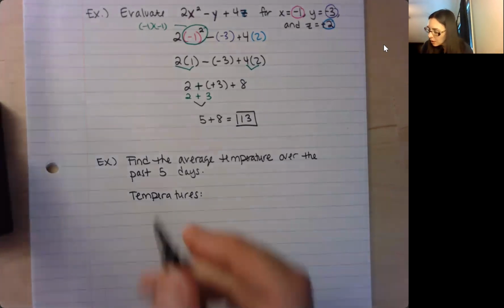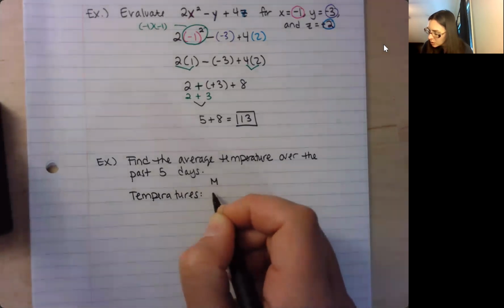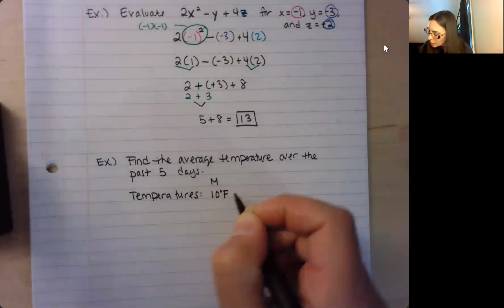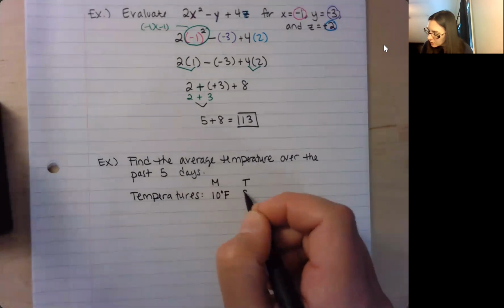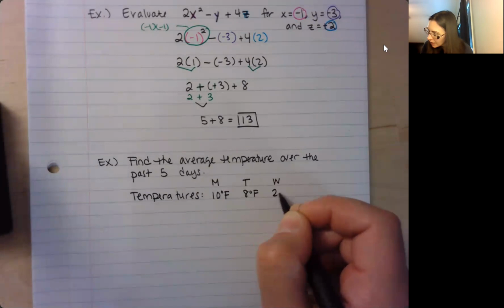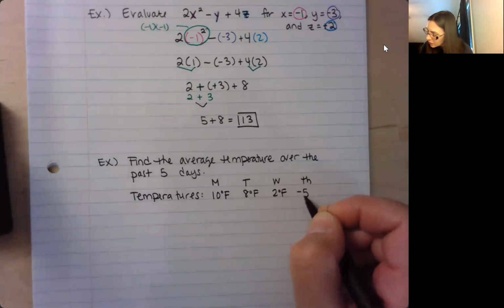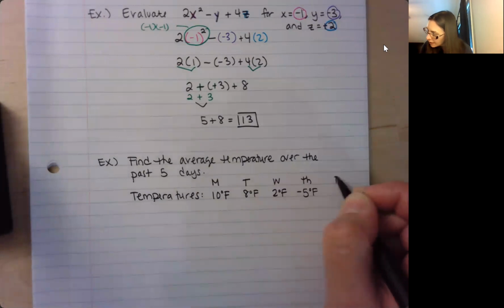So maybe the temperature on the first day, we'll just call this Monday, just keep it organized, was 10 degrees Fahrenheit. Maybe on Tuesday, it was 8 degrees Fahrenheit. On Wednesday, it was 2 degrees Fahrenheit. On Thursday, it was -5 degrees Fahrenheit. And then on Friday, it was -5 degrees Fahrenheit.